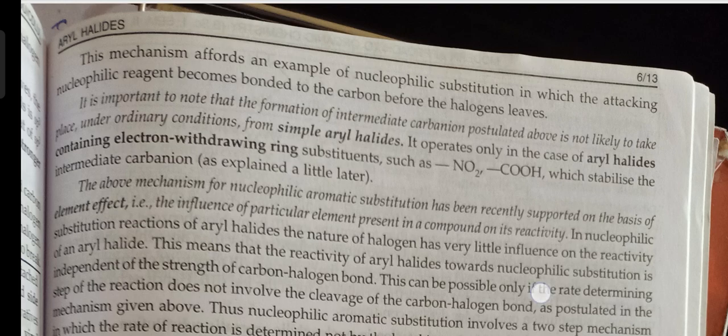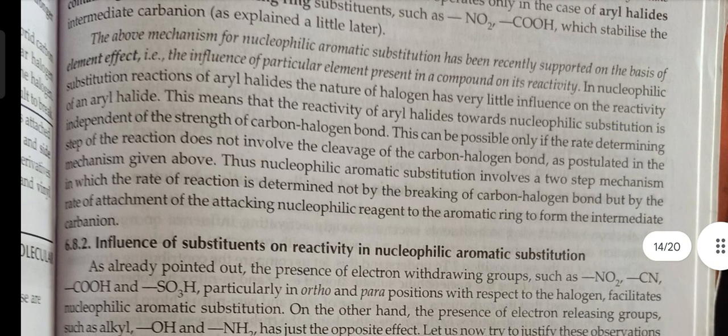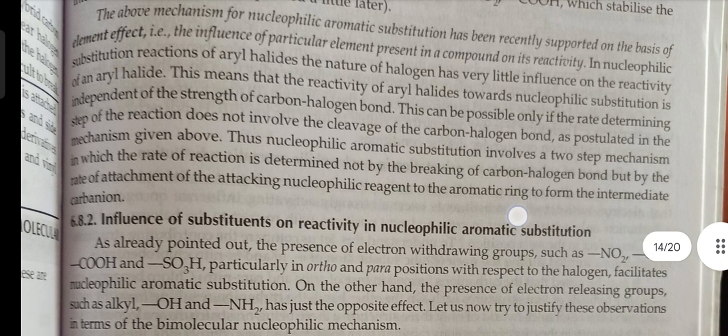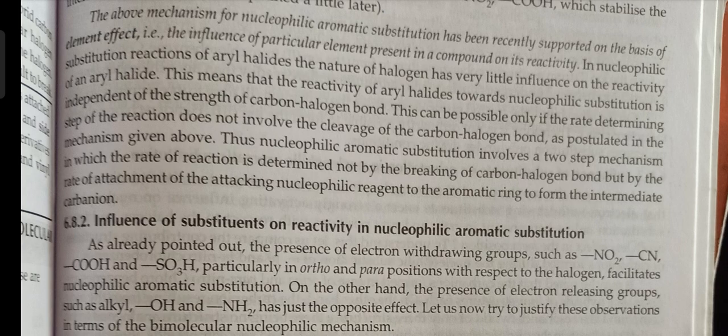intermediate carbanion. The above mechanism for nucleophilic aromatic substitution has been recently supported on the basis of element effect, that is, the influence of the particular element present in a compound on its reactivity in nucleophilic substitution reactions of aryl halides. The nature of the halogen has very little influence on the reactivity of an aryl halide. This means that the reactivity of aryl halides towards nucleophilic substitution is independent of the strength of the carbon halogen bond. This can be possible only if the rate determining step of the reaction does not involve the cleavage of the carbon halogen bond, as postulated in the mechanism given below.